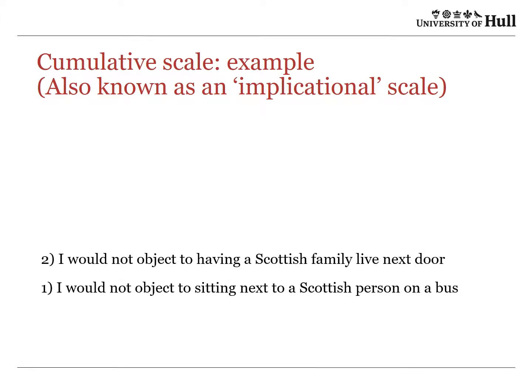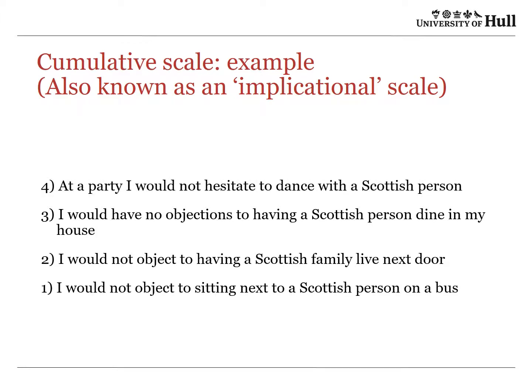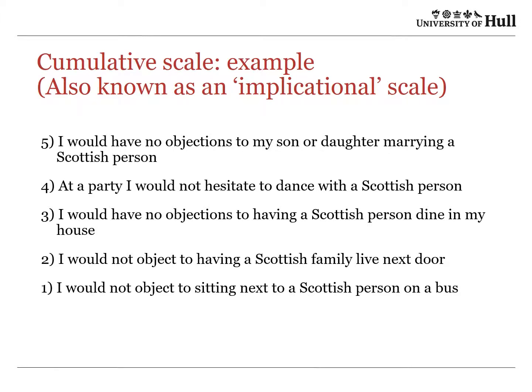The next item is: I would not object to having a Scottish family live next door. Next item: I would have no objections to having a Scottish person dine in my house. Number 4: at a party I would not hesitate to dance with a Scottish person. And 5: I would have no objections to my son or daughter marrying a Scottish person.